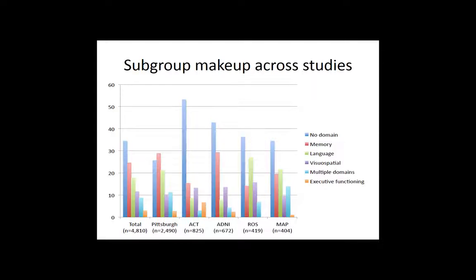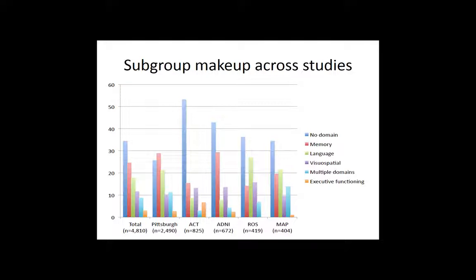So here's ADNI. ADNI has an awful lot of people who have no domain that's sticking out a lot and saying, hey, I'm different, but not as many as ACT had, and a whole lot more people with isolated substantial memory impairment than in the ACT study, and similar proportions of people with a language impairment, similar proportions of people with a visual spatial impairment. Multiple domains is relatively common in both. And I think there are important things with ADNI and Pittsburgh being both research studies, convenient samples, clinic-based samples, and ACT, ROS, and MAP being prospective cohort studies.